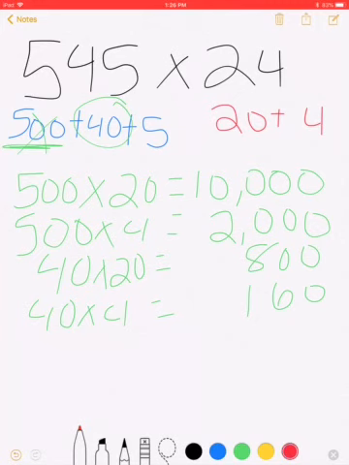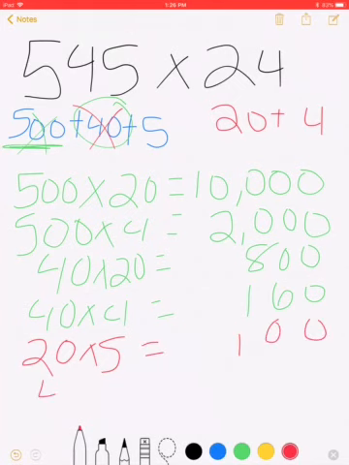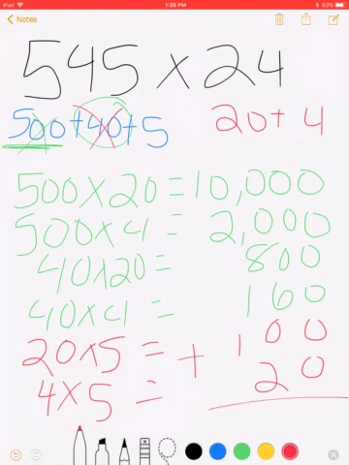And then lastly, I'm done with my 40, and now I have to multiply 5 by everything. So 20 times 5 gives me 100, and 4 times 5 gives me 20. Again, to get my final answer, I would add them all up, and that would give me my answer.